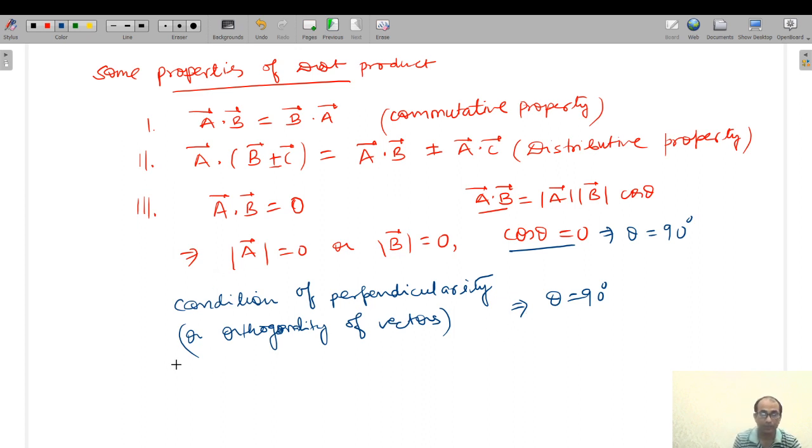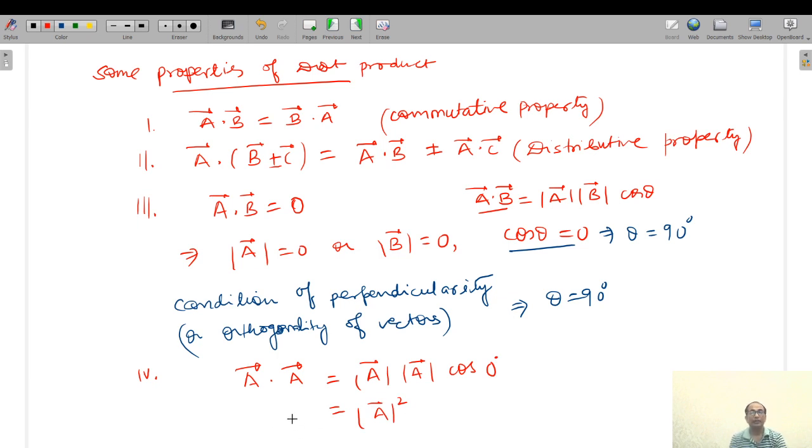Okay, so now let us see the fourth property. How about if I multiply the two vectors which are same, if A dot A, so I get what? Magnitude of A into magnitude of A into cos of 0 degree. So this would be equal to what? Square of this magnitude, and cos 0 is 1. So if you multiply a vector by itself, you get what? Square of the magnitude of that vector. यदि आप दो सेम वेक्टर्स को आप मल्टीप्लाई करेंगे तो आपको वेक्टर का क्या मिलेगा? स्क्वायर मिलेगा, क्योंकि उनके बीच में एंगल क्या होगा? 0 होगा, राइट?